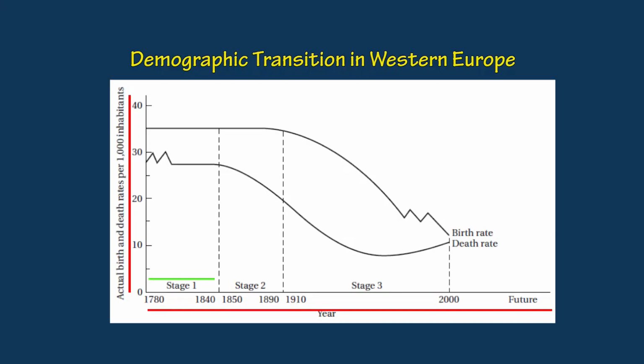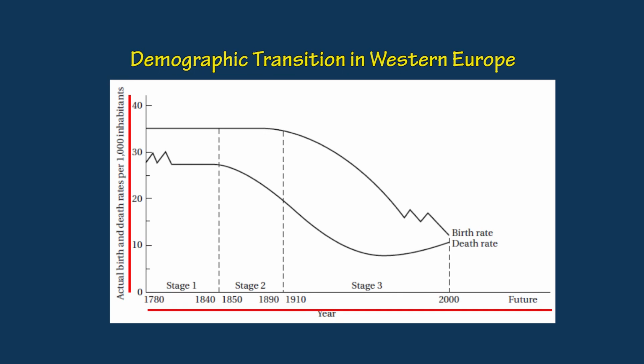Now first of all let us take stage 1. Stage 1 is the stage referred to as the pre-modernization stage, the pre-modern era. As per the year-wise mark, we can say that 1780 to 1840 in Western Europe can be considered as stage 1, in which, most importantly, birth rate and death rate both remained very high. As a result, population growth rate remained very low.